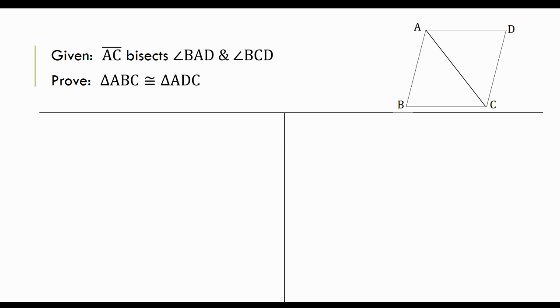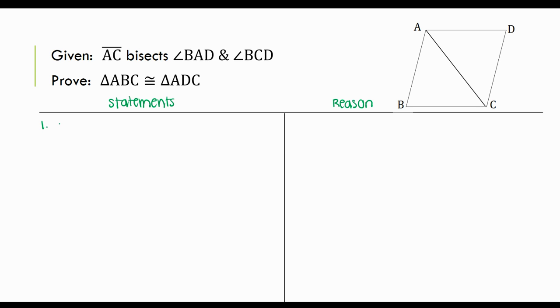So let's look at this next example. Once again, sketching a picture is going to be crucial because we're going to be marking up the picture and helping justify our proof. So go ahead and draw it. We once again have to determine what our statements and what our reasons are for this 2-column proof.